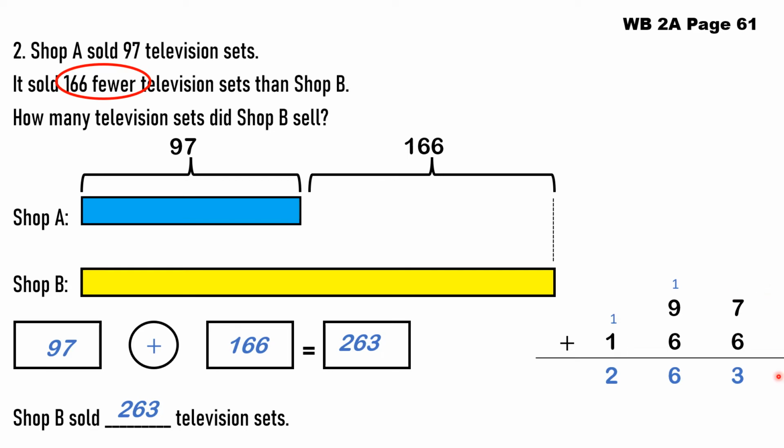Where we have here 7 plus 6, you get 13. So 3 will go down, 1 will go up here in the tens. So 1 plus 9 plus 6, you get 16. So 6 will go down, 1 will go up in the hundreds. So 1 plus 1 to get 2. So your answer is 263.